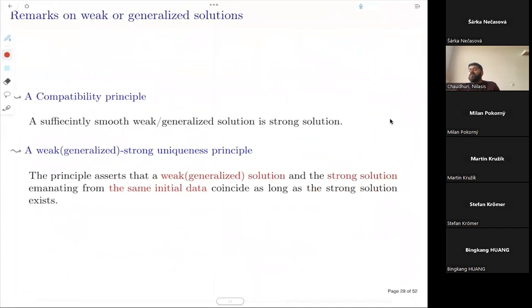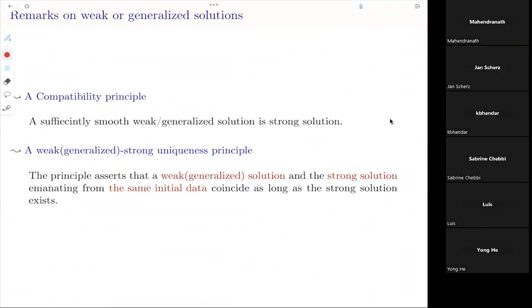And now I will go to some first remarks on the weak solution. So the first remark is that the weak solution should be compatible. That means, if you consider a sufficiently smooth weak solution, or even, later in the talk, I will try to talk a little bit about a more generalized solution than the weak solution, which is the measure-valued solution. So even for a sufficiently smooth weak, or even further generalized, solution, it is a strong solution, which we can easily check in our case.